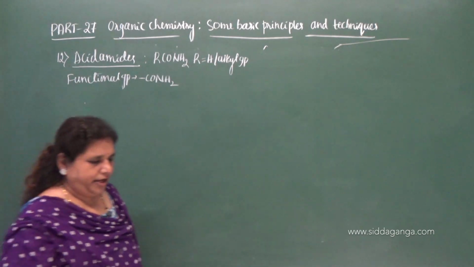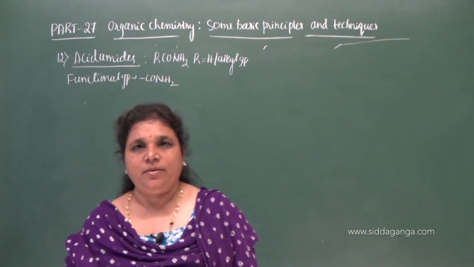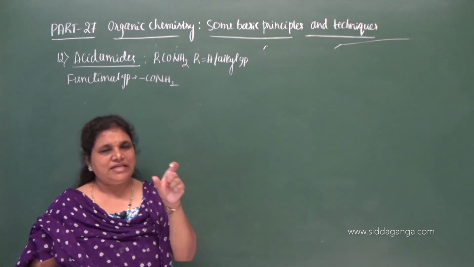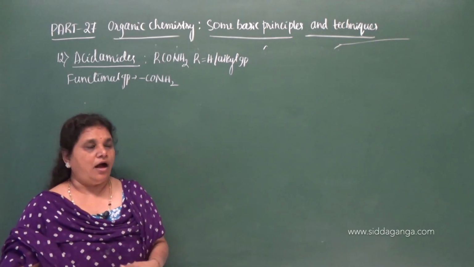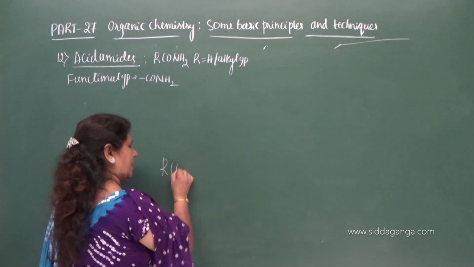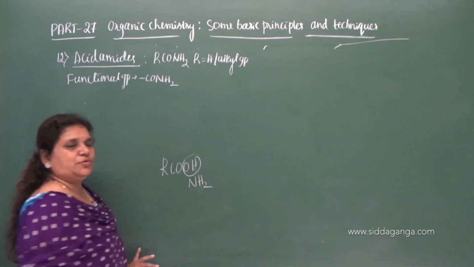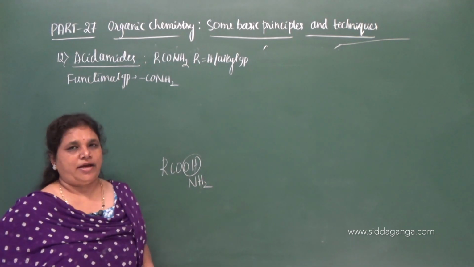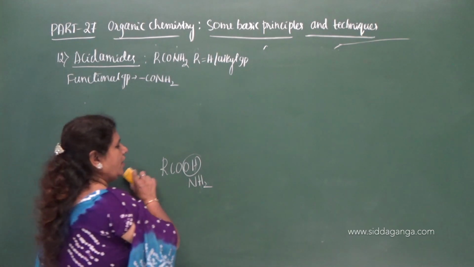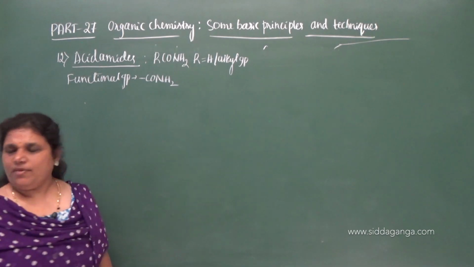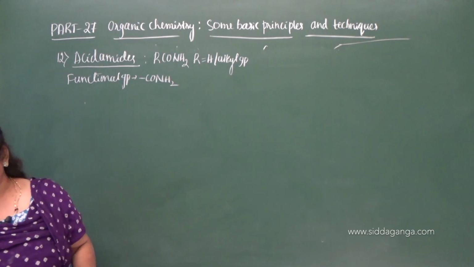Because acid amide is also a derivative of acids. The name itself indicates acid amide, the amide of a carboxylic acid. RCOOH is a carboxylic acid, correct? And in it, OH is replaced by NH2, then it becomes an acid amide. It is a derivative of the carboxylic acids, and hence the name acid amide. So R may be hydrogen or an alkyl group here.